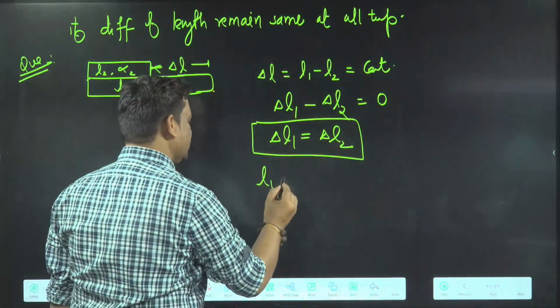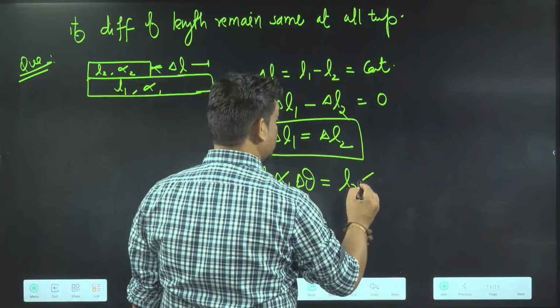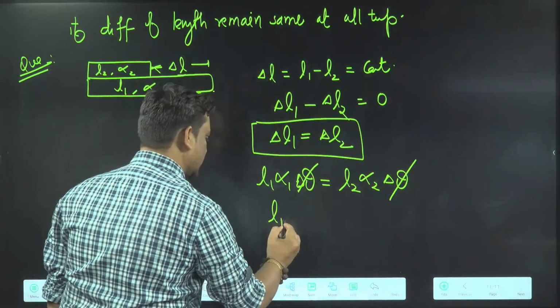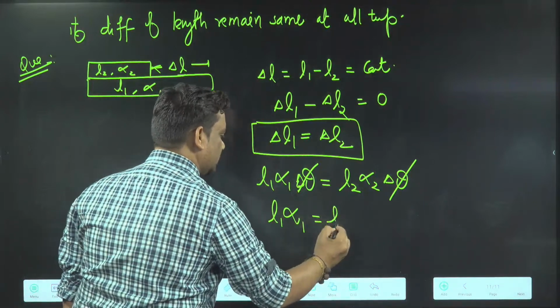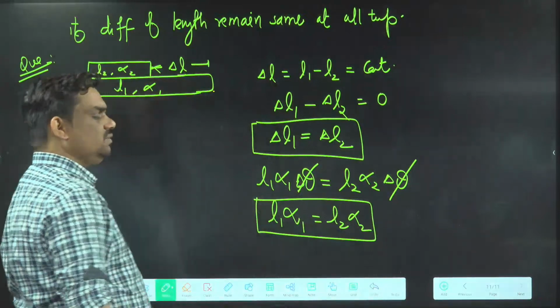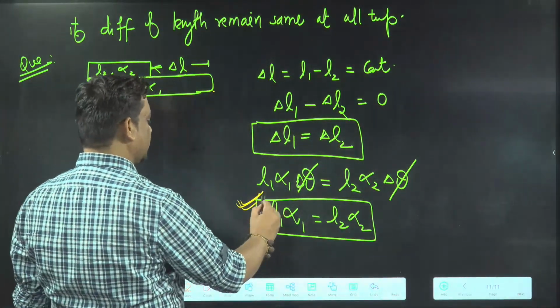Delta L1 we can write as L1 alpha 1 delta theta, and here L2 alpha 2 delta theta. Delta theta cancels. We get L1 alpha 1 equal to L2 alpha 2. This is the relation that you have to remember: L1 alpha 1 equal to L2 alpha 2.